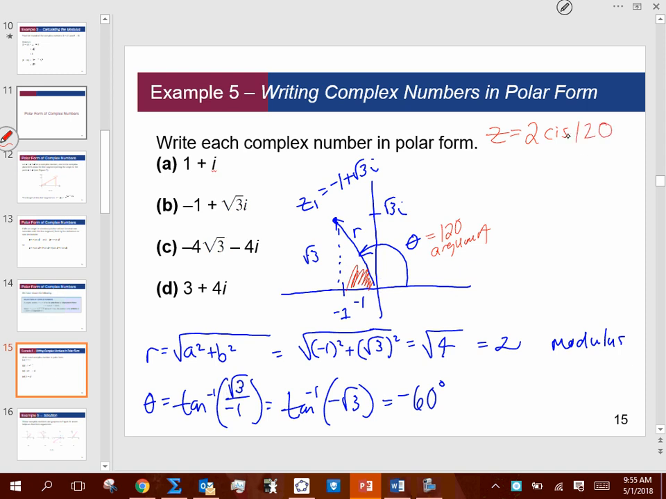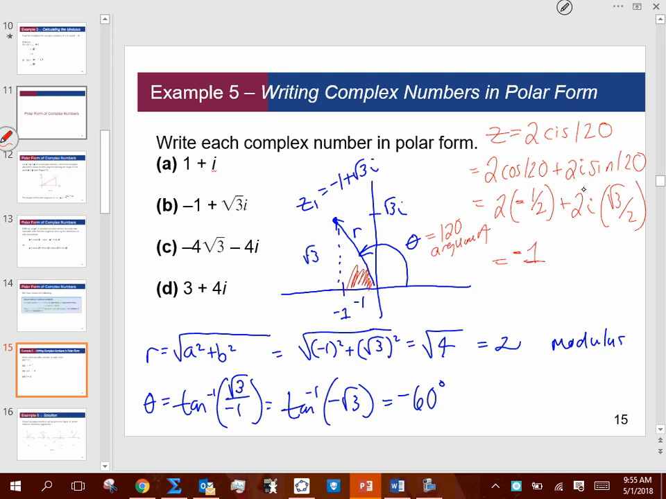So then in polar form, Z is going to be R cis theta. So 2 cis 120. If I expand that, it's 2 cosine 120 plus 2i sine of 120. You guys agree with that? Can somebody tell me what the cosine of 120 is? -1/2. What's the sine of 120? Root 3 over 2.